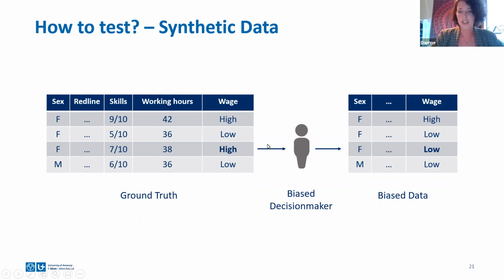But the data that we're actually going to test our algorithms on is this data set where we simulate a biased decision maker who's turning the wage of some people, or actually some women only, that was supposed to be high into a low wage. And to make this situation a bit more realistic, we only did this for women with neither a very high amount of working hours nor a high amount of skills, but who were just these kinds of border cases on the edge of getting a high wage.